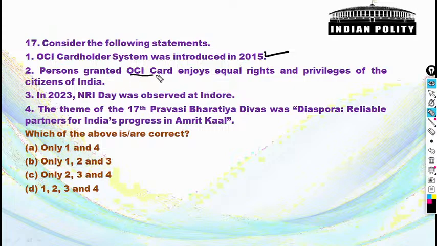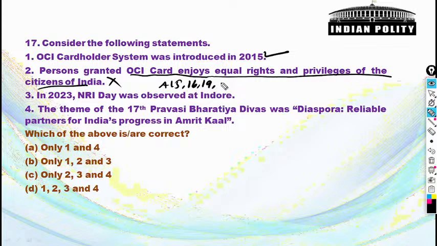Persons granted an OCI card enjoy equal rights and privileges of a citizen of India? No, because they do not get the special provisions or rights granted to Indian citizens under Articles 15, 16, 19, 29, 30. These are not available to them, although they enjoy substantial privileges in other matters. They have the right to property and everything like that. So this statement is incorrect.